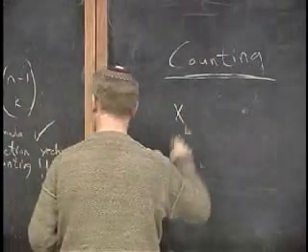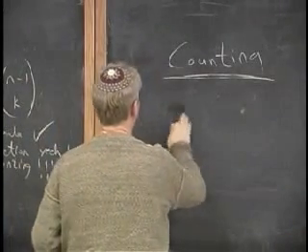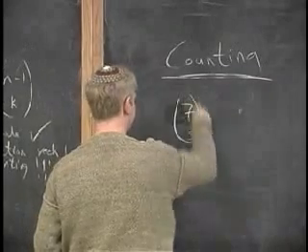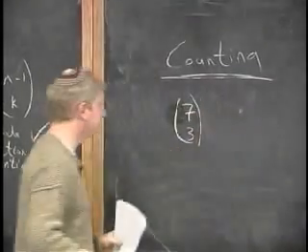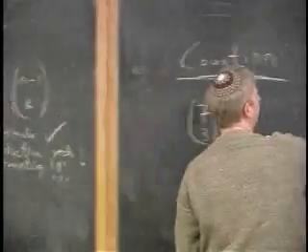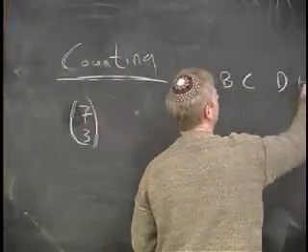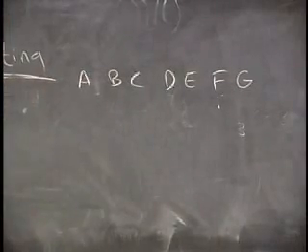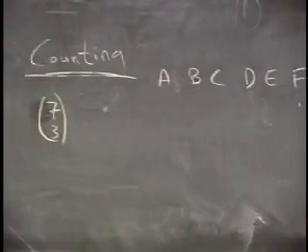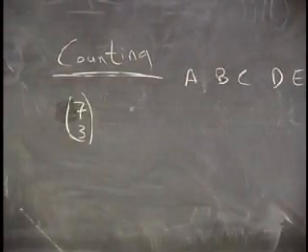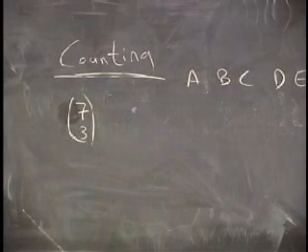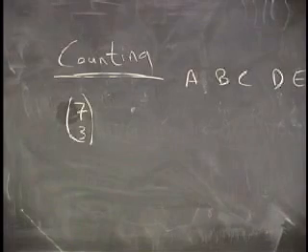Let's see. Yeah, let's do it like this. I got 7 things: A, B, C, D, E, F, G. I want to choose 3 of them. I don't care about the order. How many ways are there to do it? 35 ways, right? 7 times 6 times 5 divided by 3 times 2 times 1.